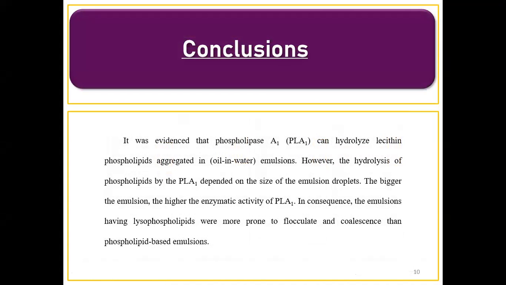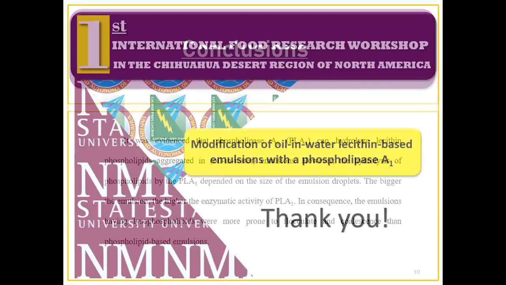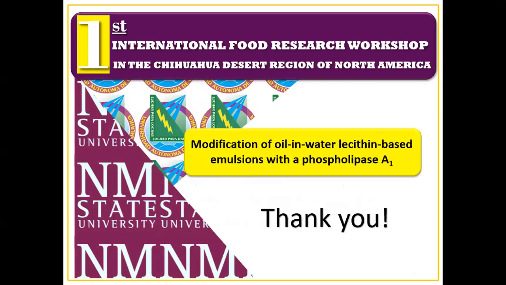So as a conclusion, it was evidenced that phospholipase can hydrolyze lecithin phospholipids aggregated in emulsions. However, the hydrolysis of phospholipids by the phospholipase depends on the size of the emulsion droplet. The bigger the droplet, the higher the enzymatic activity, and in consequence, the emulsions having lysophospholipids were more prone to flocculate and coalesce than phospholipid-based emulsions. So this is the end of my presentation. If you have any questions.